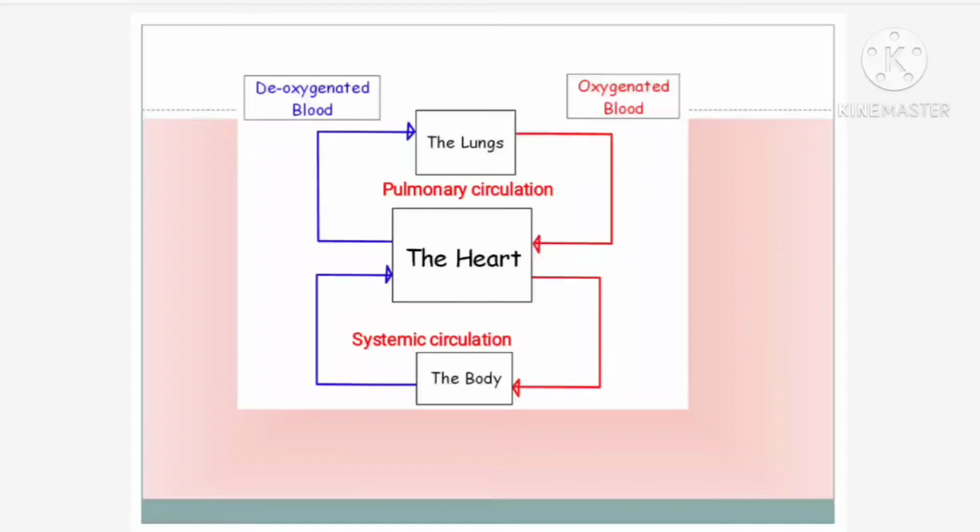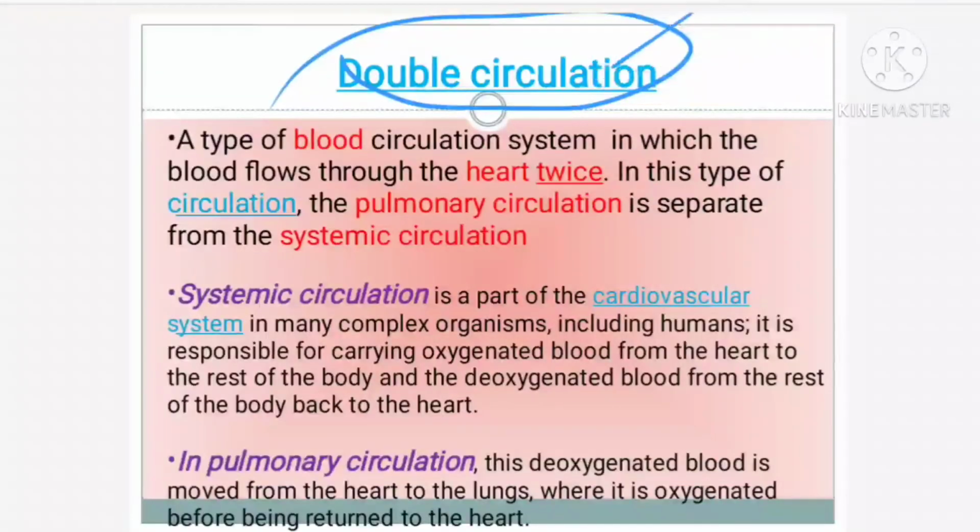The double circulation between the lungs and the heart, and between the heart and various parts of my body. Clear? So, now you see what is double circulation? A type of blood circulation in which the blood flows through the heart twice. In this type of circulation, the pulmonary circulation is separate from the systemic.